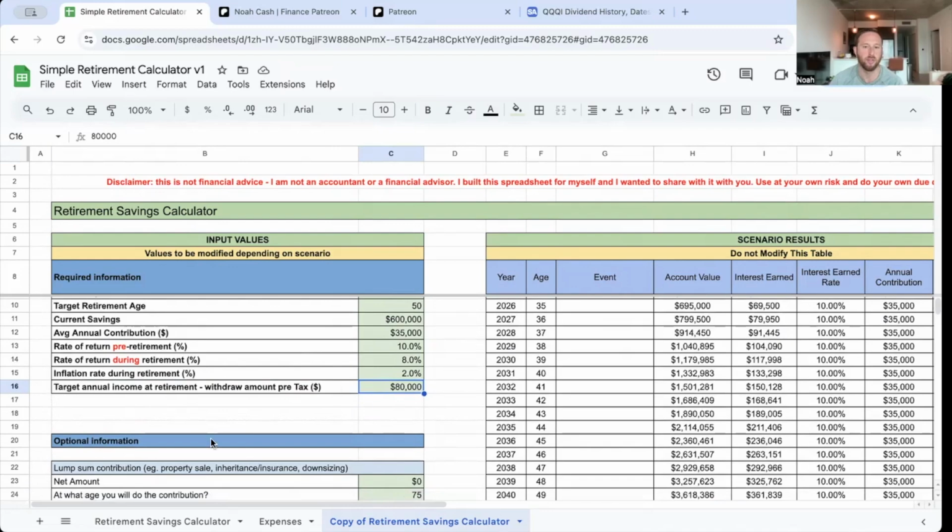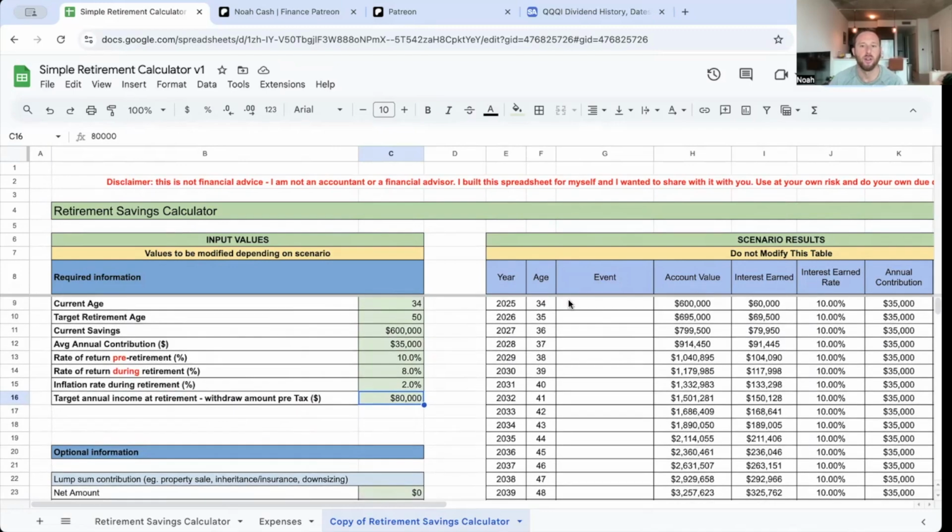Okay, and this optional stuff, don't even worry about it. So now we can look at the scenario, the results as it relates to the setup that we put in.